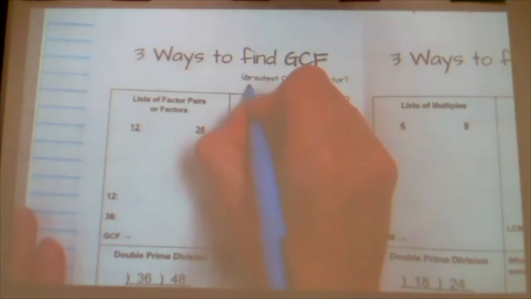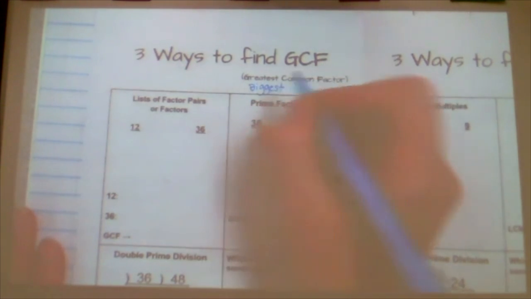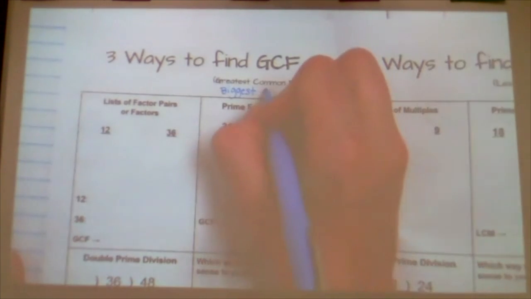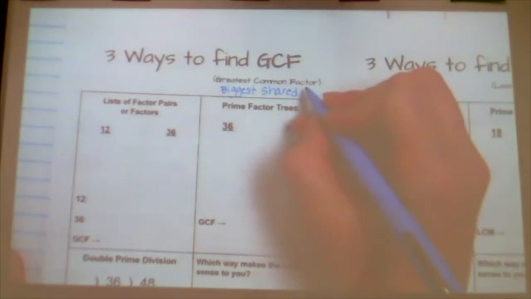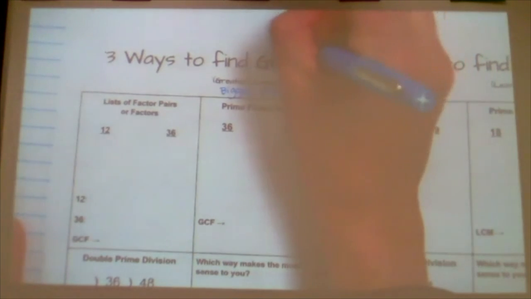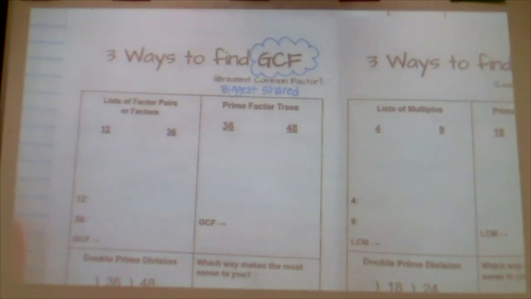So greatest means biggest. So write that down if you'd like. Greatest means biggest. Common means something that you have in common or something that you share. So I'm going to write shared. And then we have factor. So the GCF is the greatest common factor, and that is our whole lesson for today.